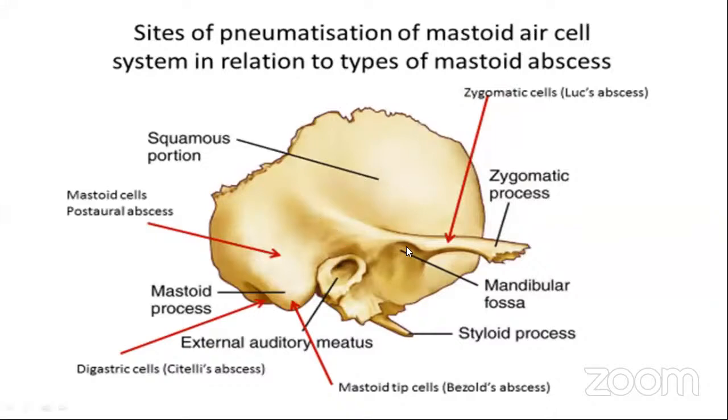You can see the zygomatic cells over here. When they get infected, that is where you get Luc's abscess. And this is the styloid process, and this is the external meatus. Then here you have the mastoid process. Can you see the cursor? Yes, ma'am. Okay. So this is the mastoid process, and through the digastric tip the pus can drain to form the digastric abscess or Bezold abscess, and the digastric cells can also get involved. And then you have the squamous portion.